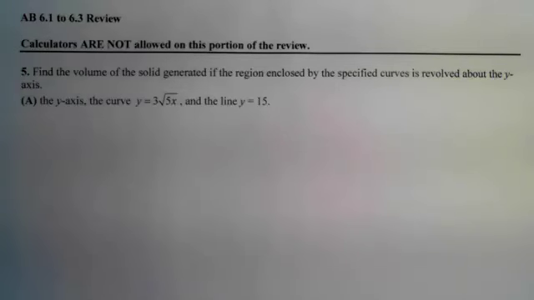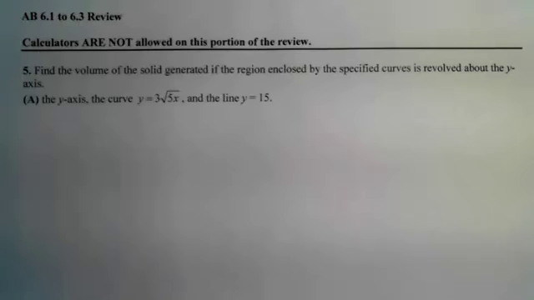Okay, this is the 6-1 to 6-3 review. Calculators are not allowed, and it's number 5. And I'm going to do each of these two different ways. I'm going to do the washer method and the cylindrical shell method. And on the exam, you can do it either way. But hopefully, as we go through this, you'll see that the cylindrical shell method is actually just easier to do. It doesn't have as much complicated arithmetic.